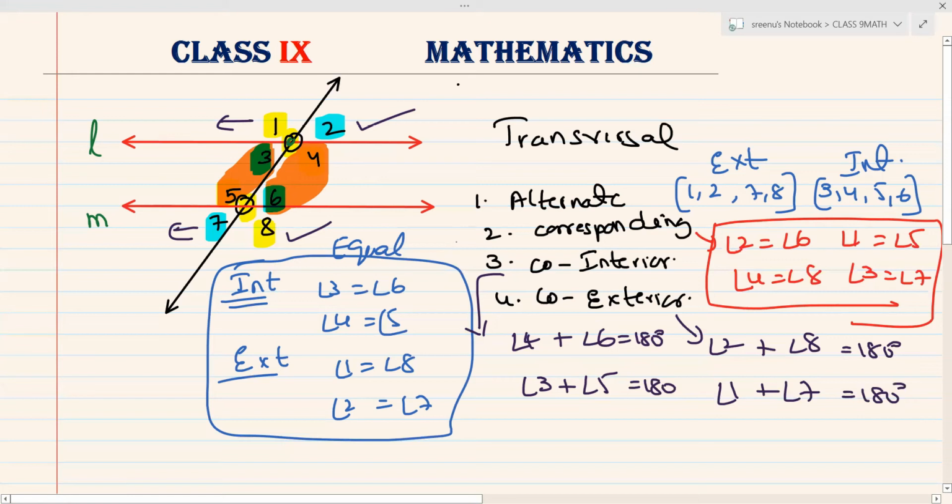Just write this same concept in your notebook. And on page 221, one example is given. Just check it out. Angle 1 and angle 2 are given in the ratio 3:2, and we have to find all the other angles. Just try it. I'll explain within 2 minutes. Write this concept in your book and try that example.